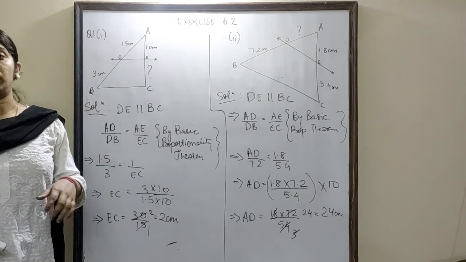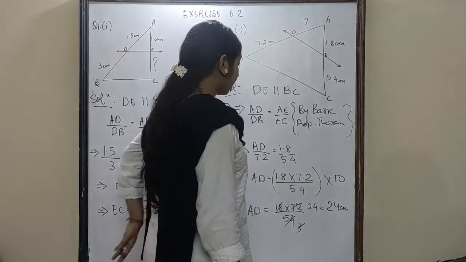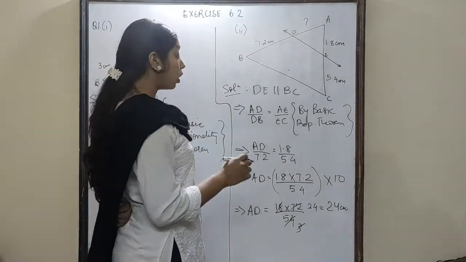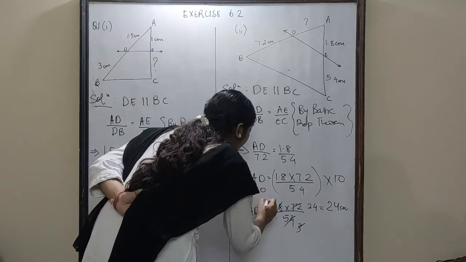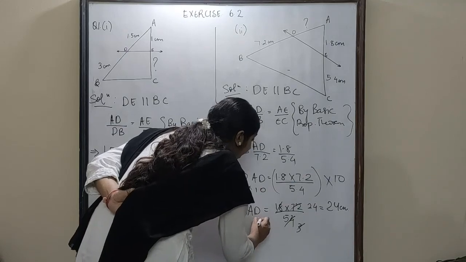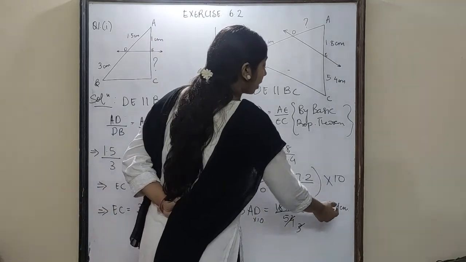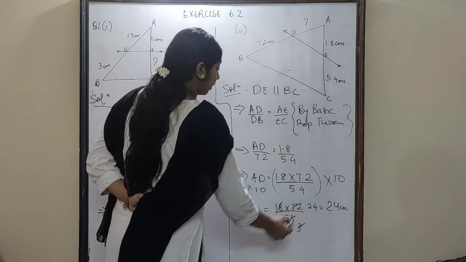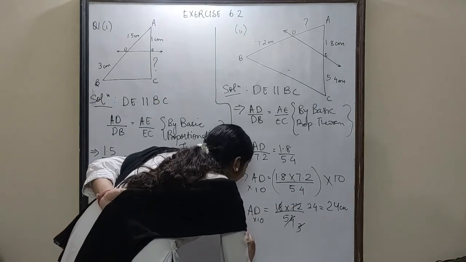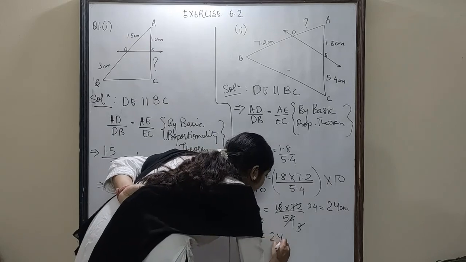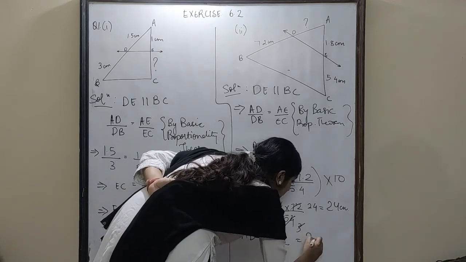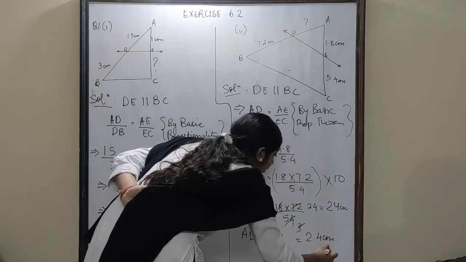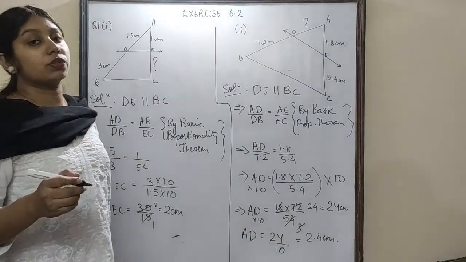If we are multiplying by 10 on RHS, we have to multiply by 10 on LHS as well. This will be multiplied by 10, AD multiplied by 10. Now after solving it, when it becomes 24 centimeter, this AD is multiplied by 10, this 10 will shift down, and finally AD will be equal to 24 upon 10, which is equal to 2.4 centimeter. Your final answer is 2.4 centimeter.